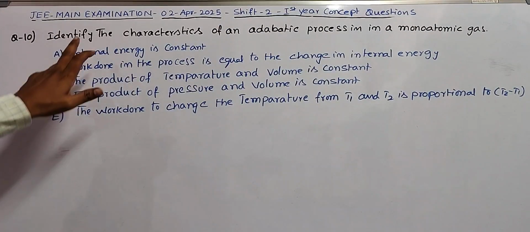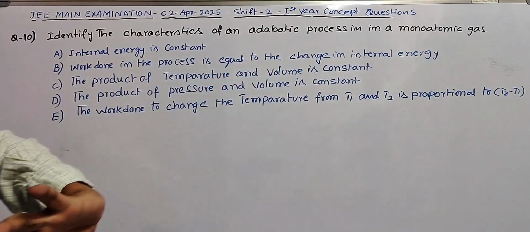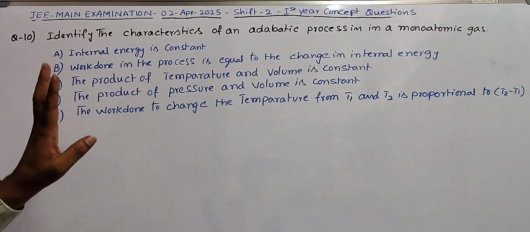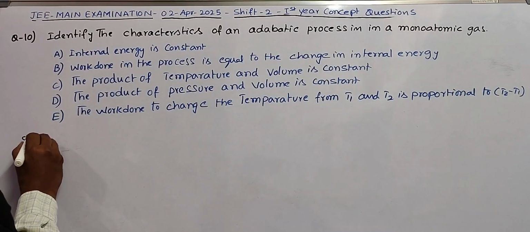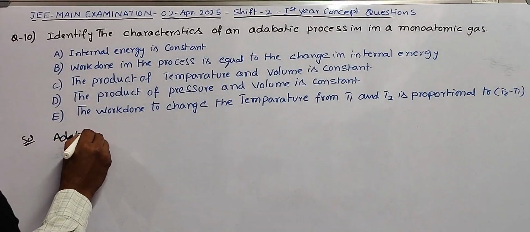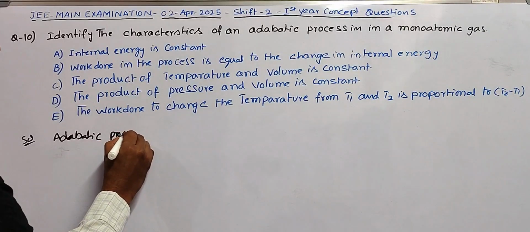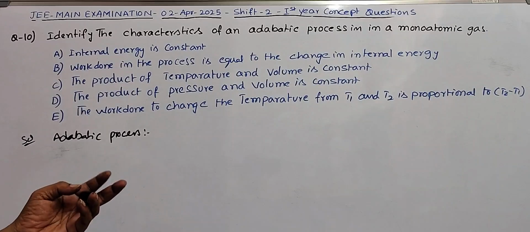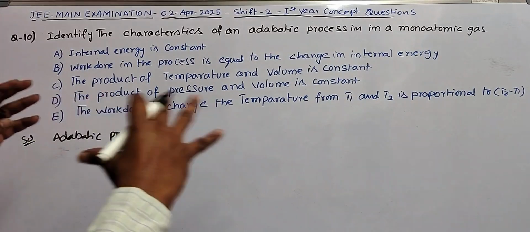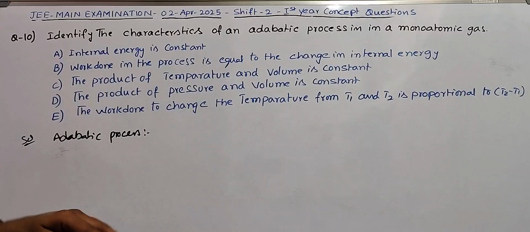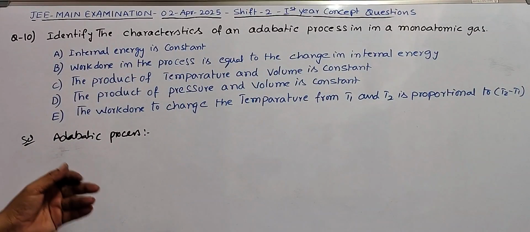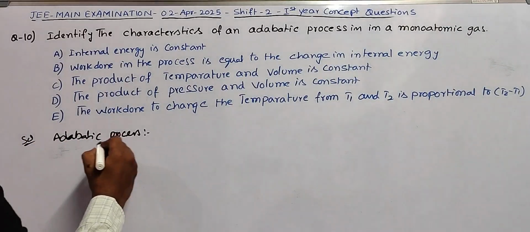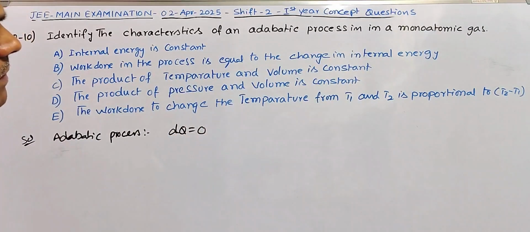The 10th question: identify the characteristics of an adiabatic process in a monoatomic gas. Need not worry about which gas. What is an adiabatic process? The process in which there is a physical change in a system, nothing is allowed to enter the system and nothing is allowed to leave the system. That means in an adiabatic process, there is no exchange of heat between system and surroundings.